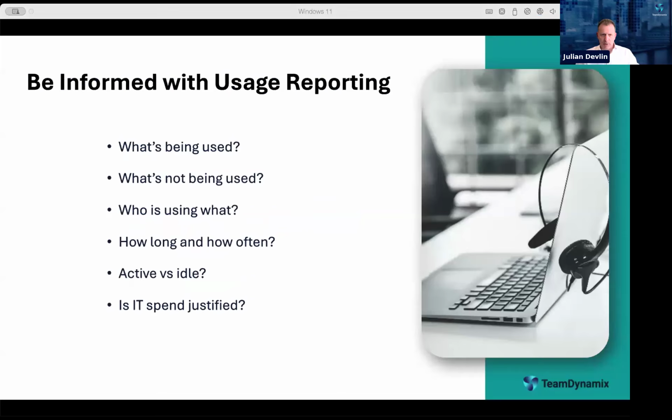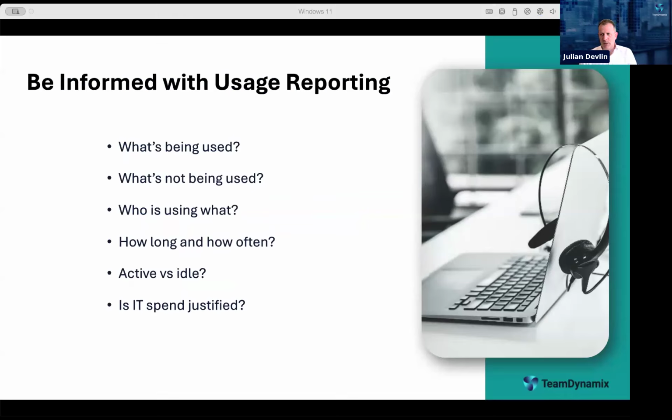So a big part of this that we keep looping back to is usage reporting. Really, that's one of the most valuable aspects of IT asset management. So what does that mean, and what does it give you? It answers any number of questions. What's being used? Which computers are being used? What software is being used?